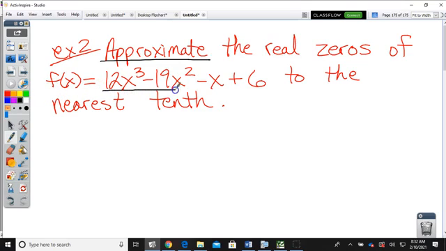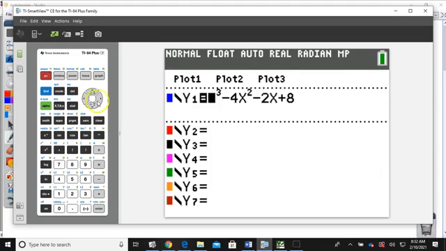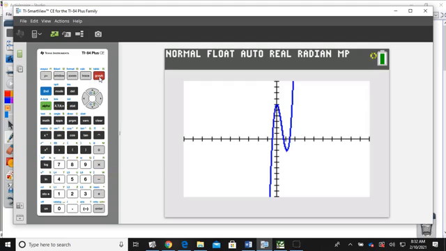We're going to put f of x, 12x to the third minus 19x squared minus x plus 6 in my calculator. And I'm just going to find all the zeros and round them to the nearest tenth. So, calculator, y equals. 12x to the third minus 19x squared minus x plus 6. Graph. And this time they do not want what's in between. They want the actual answers. So we're going to find our zeros.